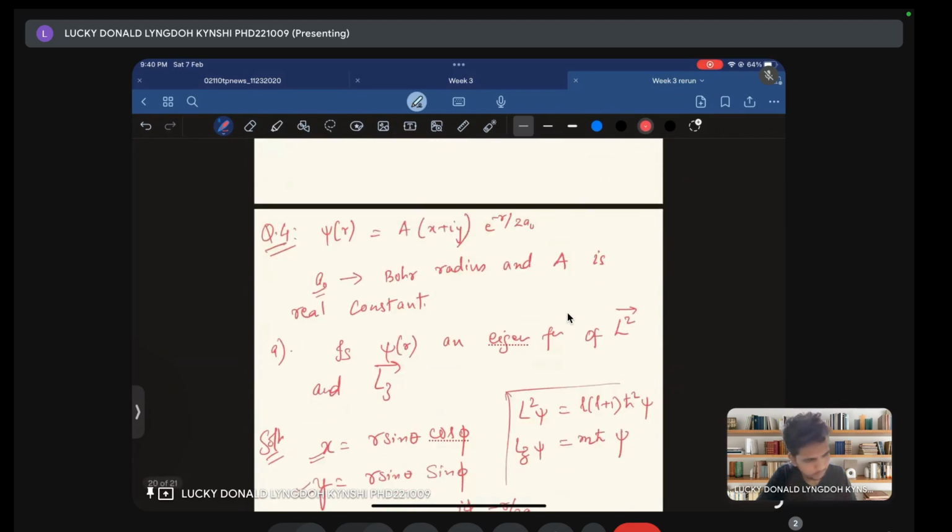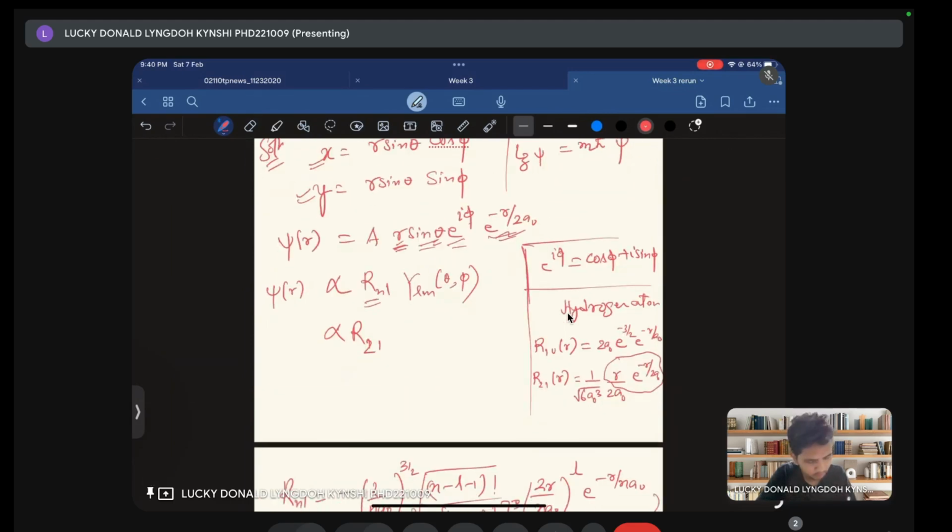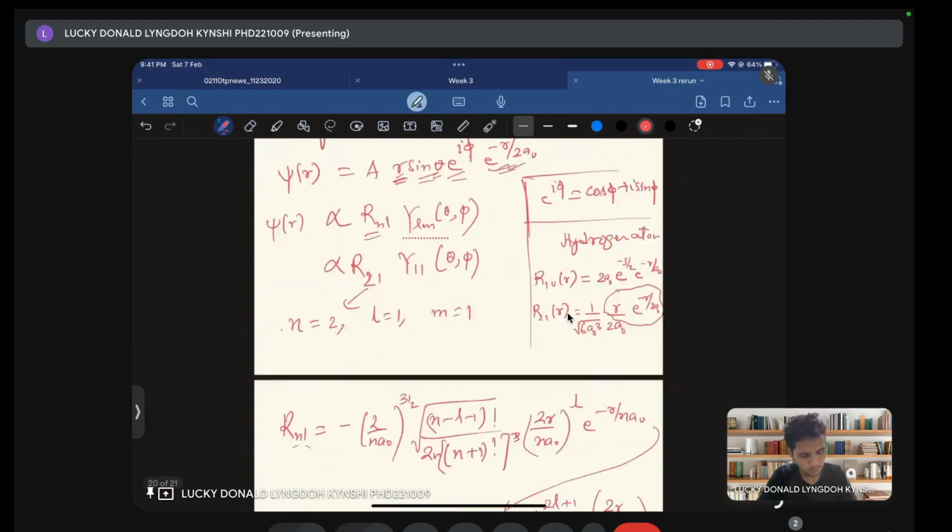So that means you can write it as Y11(θ, φ). That means here, if you just write it again, we get n equal to 2, l equal to 1, m equal to 1.